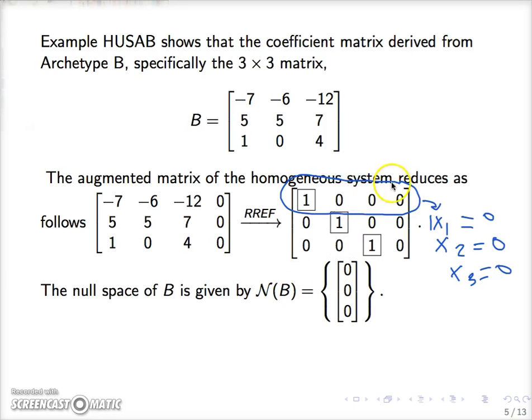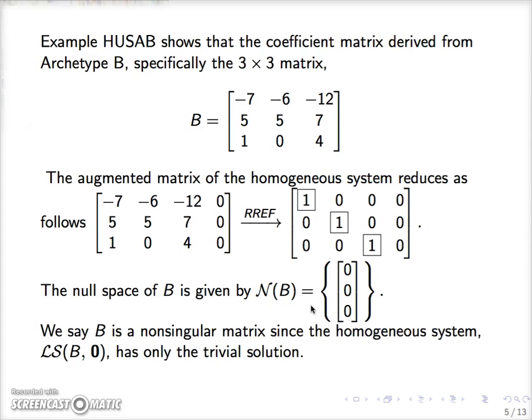That leads to having this set as the solution set of the homogeneous system, and also leads precisely to the definition of the null space of the matrix. In this case, the null space of the matrix contains only the zero vector, the trivial solution, and therefore we would classify this matrix as non-singular. So non-singularity is something directly related with the null space of the matrix.